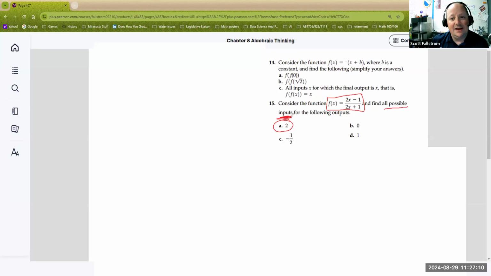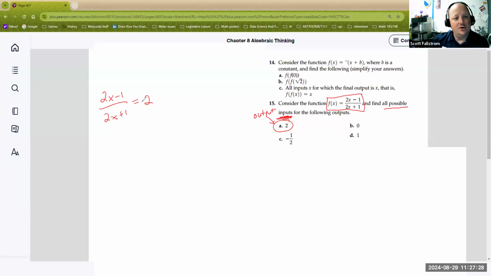Aha. So I need inputs that give the following outputs. So again, this is an output. So the output goes on the outside. So what I have is 2x minus 1 over 2x plus 1. That is supposed to equal the number 2.